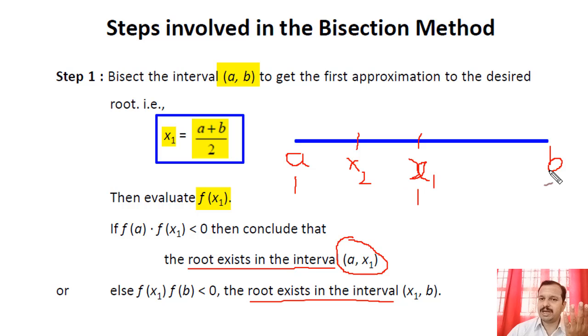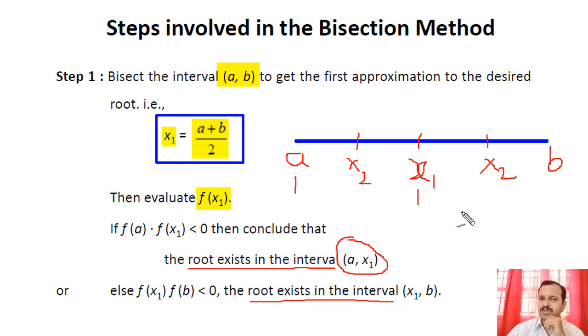Again go for bisecting the interval x1 to b by using the same formula with a replaced by this new value x1, and get the bisected point in between x1 and b. There will be a new value by using this formula. That value we call again x2. So x2 will be the second approximation we will be getting.